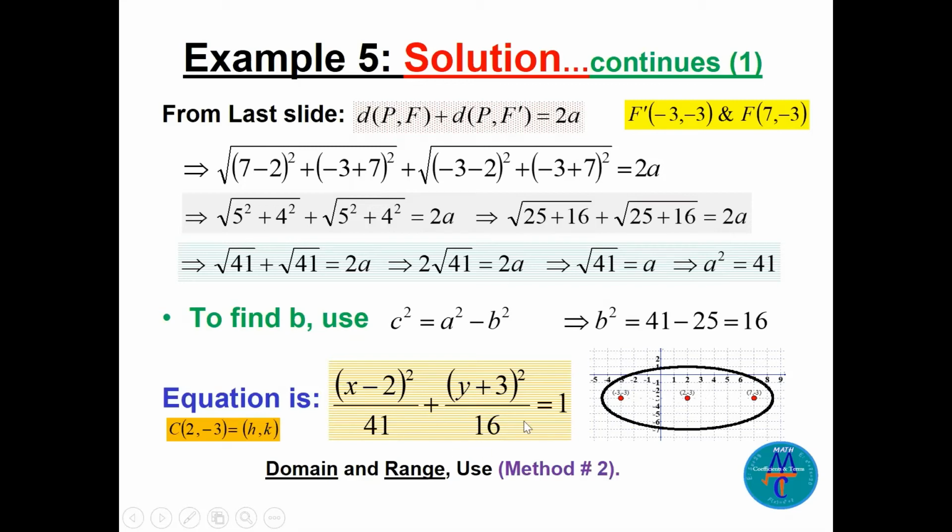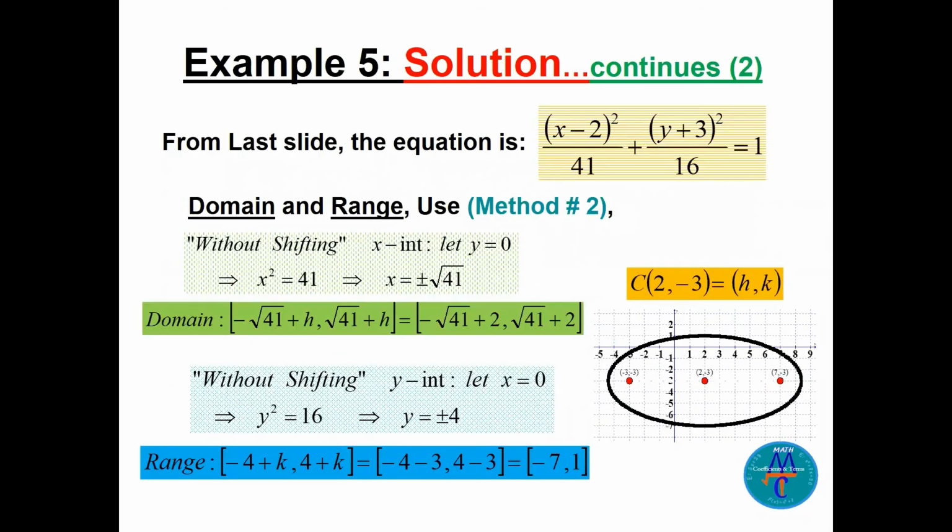To find the domain and range, let's use method number 2 on the next slide. So we have the equation written there. Method 2 says, without shifting, let's find the x-intercept. So we assume here x squared and here y squared. But we know the center is 2, minus 3. This is h and k. We will use them.